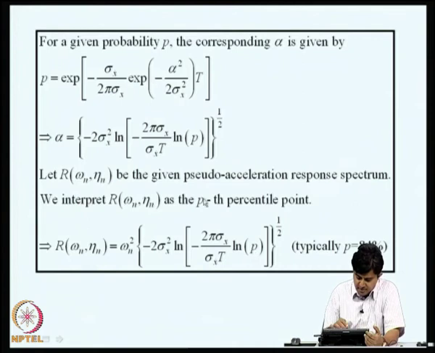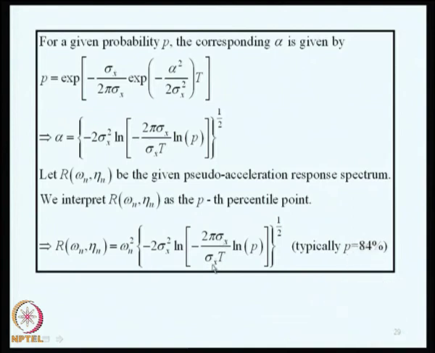This term is this, and I am multiplying by omega n square to get the pseudo acceleration. So, here on the left hand side we have the response spectrum that we are looking for, and on the right hand side we have the natural frequency and sigma x and sigma x dot, which in turn contain information on the input power spectral density, damping, natural frequency, and a duration over which we are taking the extreme value, and P is the probability. That typically probability level is about 84%.